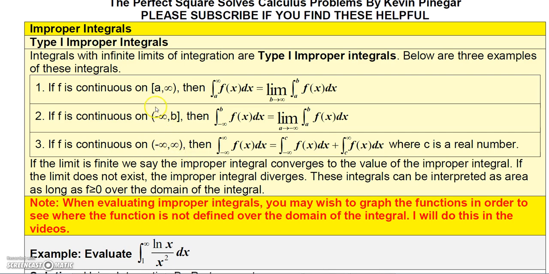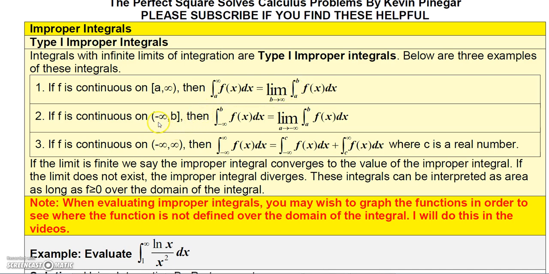Now, believe it or not, some of these integrals will actually converge to a value, but what you have to do is you have to do these with limits. So if you want to integrate from a to infinity, then you have to replace infinity with b, and then you have to evaluate the integral from a to b, and then you let b approach infinity.